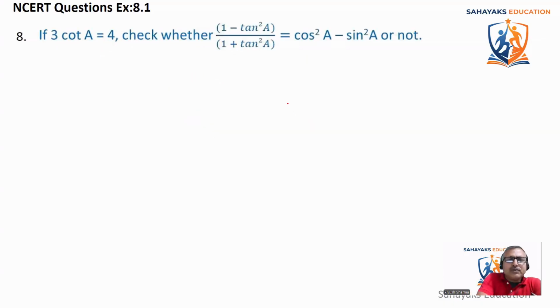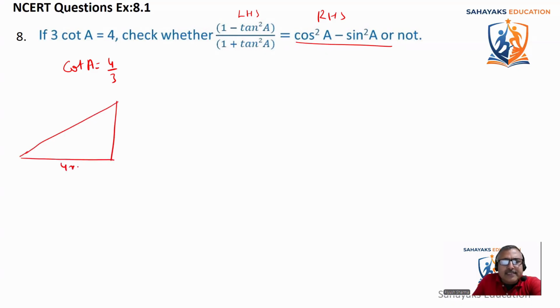If 3 cot A is equal to 4, check whether this is equal to, so we have to check for left hand side. This is the left hand side and this is the right hand side. So we'll find out the values for left hand side and right hand side and then see whether it is giving the same value or not. That's what we have to check. So when we say cot A is equal to 4 by 3, okay, and making a triangle here.